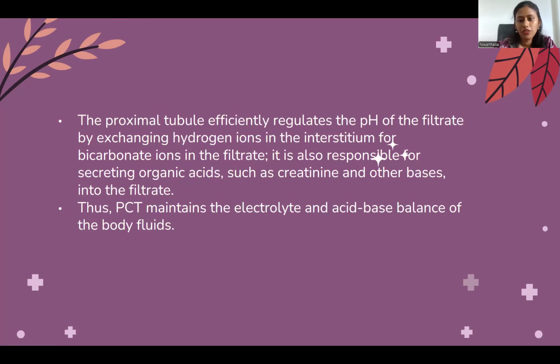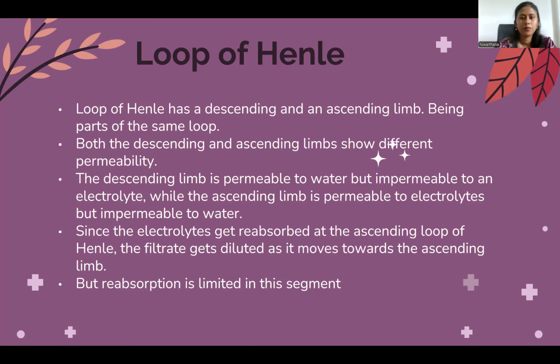The proximal tubule efficiently regulates the pH of the filtrate by exchanging hydrogen ions in the interstitium for bicarbonate ions in the filtrate. And the proximal convoluted tubule is also responsible for secreting organic acids, such as creatinine, and other bases. Okay. So the proximal convoluted tubule mainly maintains the electrolyte and acid-base balance of the body fluid. So it secretes some substances, reabsorbs some substances, but it does not disturb the electrolyte and acid-base balance of the body, and it maintains homeostasis.